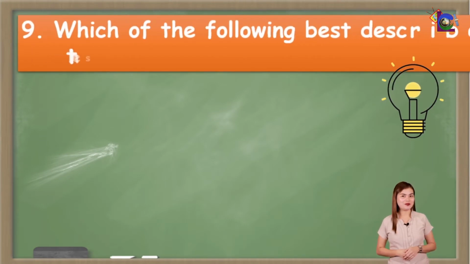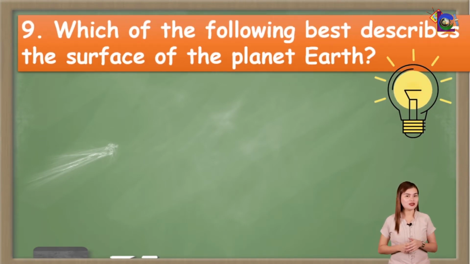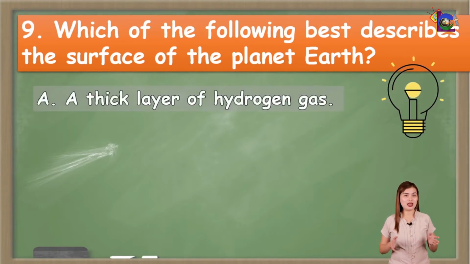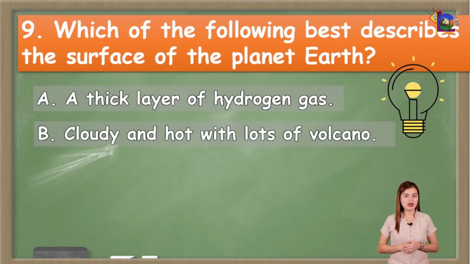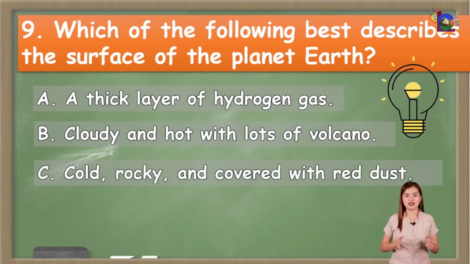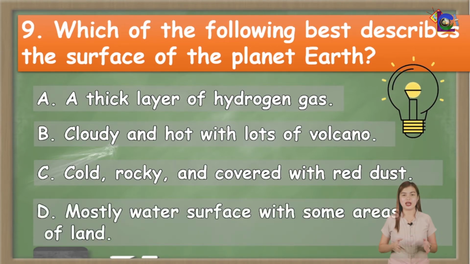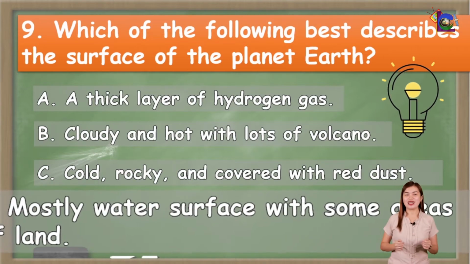Question number 9. Which of the following best describes the surface of the planet Earth? Is it A, a thick layer of hydrogen gas? B, cloudy and hot with lots of volcanoes? C, cold, rocky and covered with red dust? Or letter D, mostly water surface with some areas of land? The correct answer is letter D.